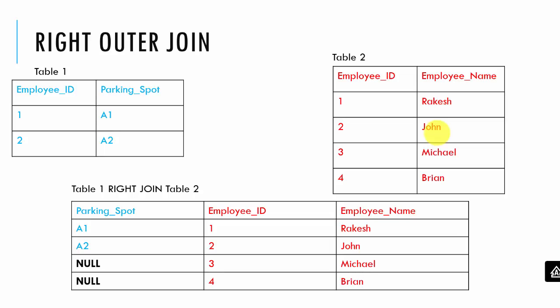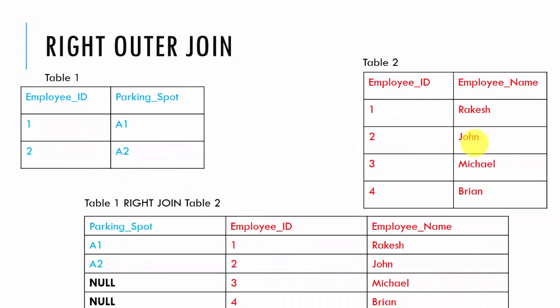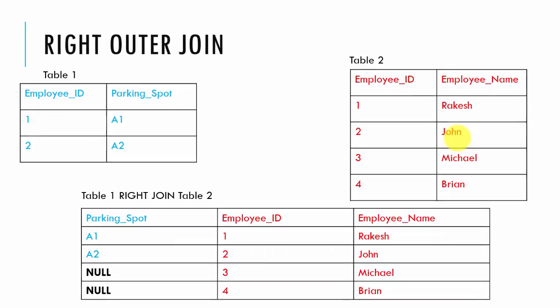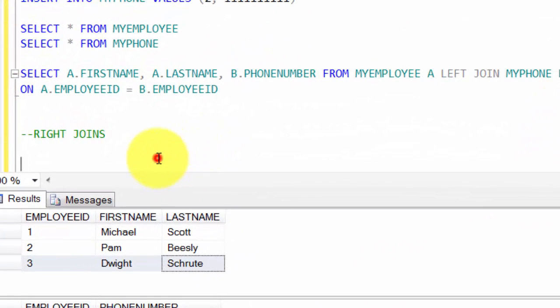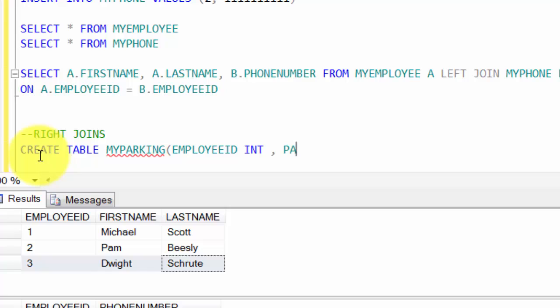So let's look at this. We have the employee table right now, and we just need to create one more table called, say, parking, and then we can test this out. Perfect. So let's go ahead and create a parking table. So create table my parking, and then again, I'm just going to create some columns here, employee ID, integer, and then let's say parking spot can be varchar of 20.